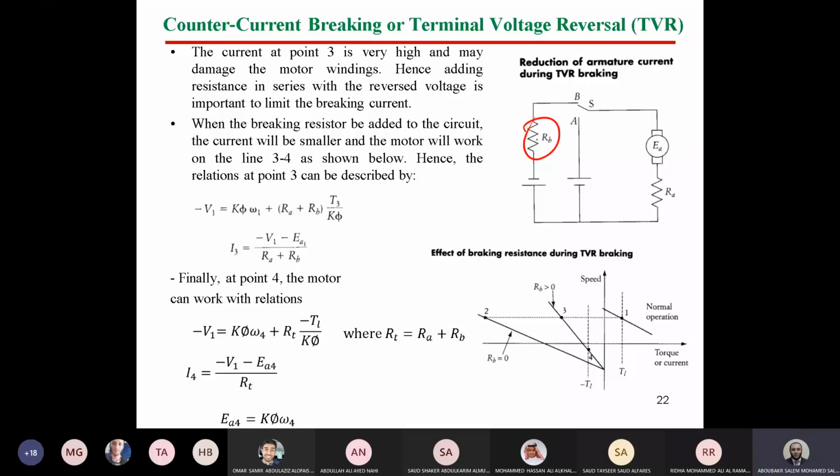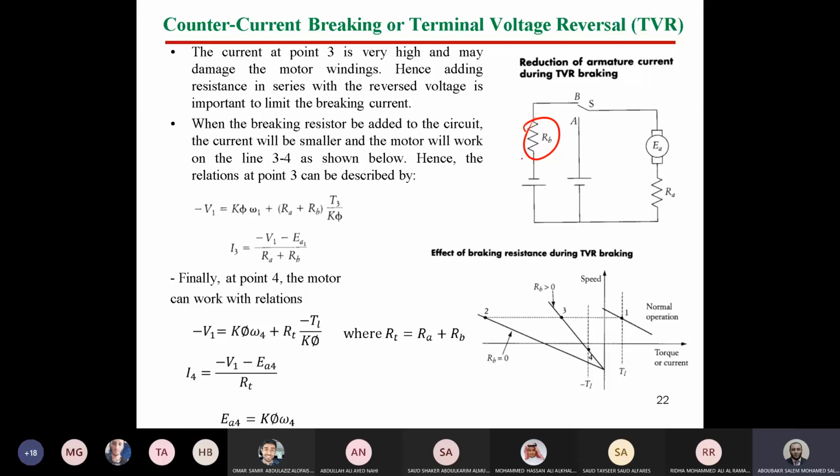In most problems, you will find that we can limit the current to twice of the rated current. All the time, when we limit the motor current in starting or speed control or dynamic braking or any kind of braking, we should limit the current to twice of the rated value. This is a safe operation margin for DC motors. So you sometimes need to calculate the value of resistance which is required to operate the motor safely in the braking time.